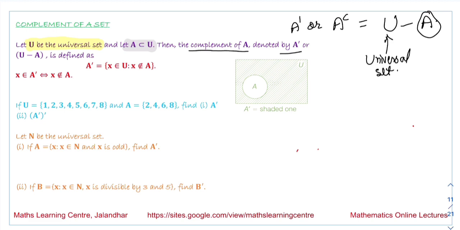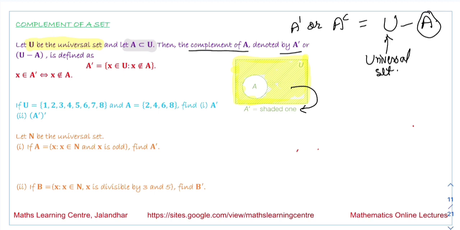So this situation is shown in this Venn diagram. We are saying this is the universal set that we have. This is the set A we have. So the remaining part that we have over here, except for A, this portion we are talking about, is the complement of A.